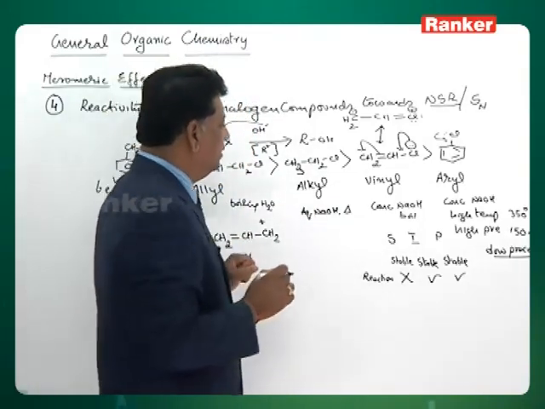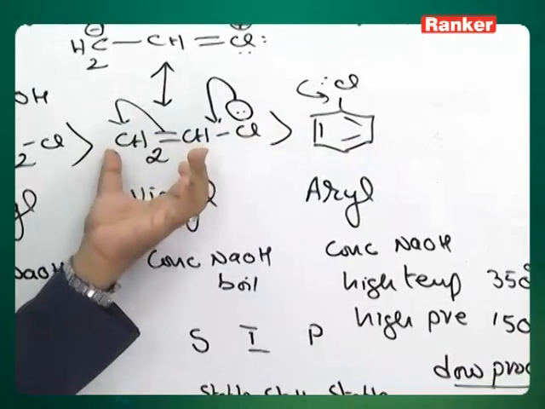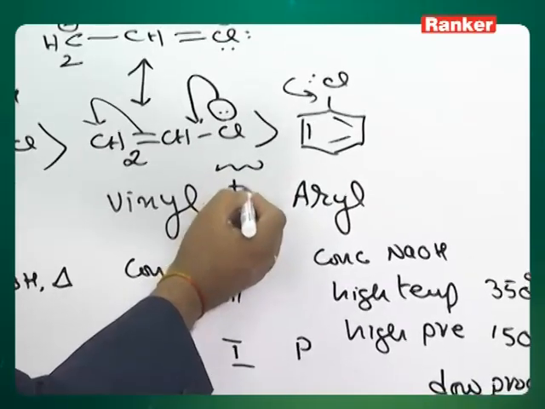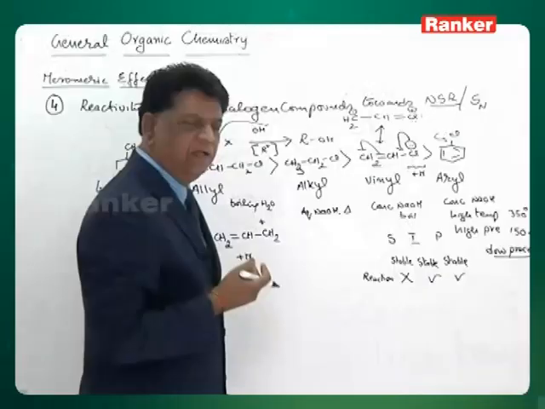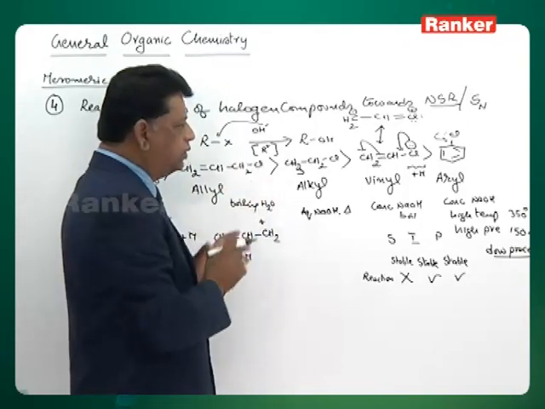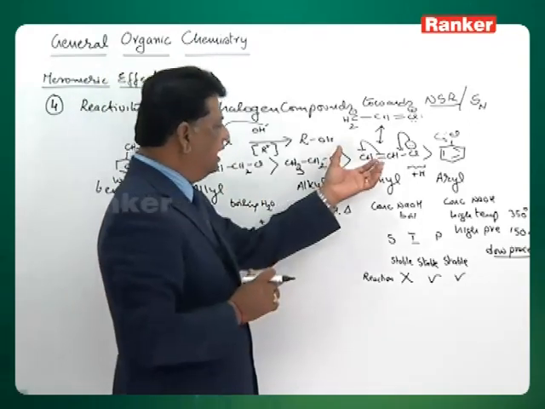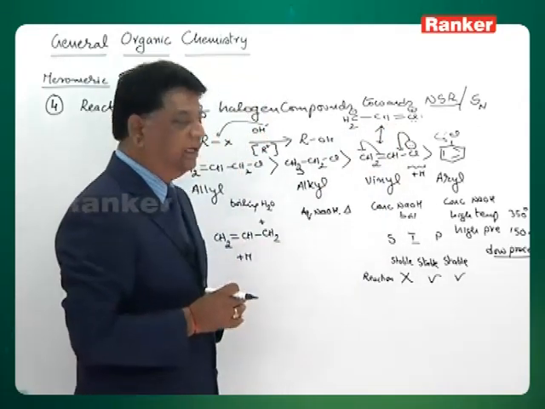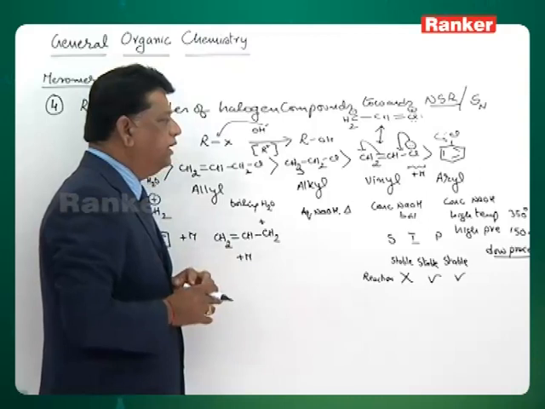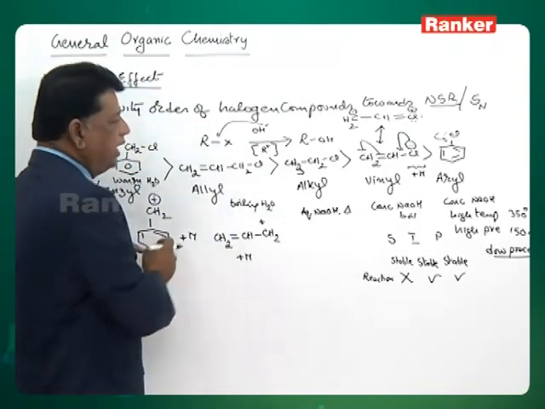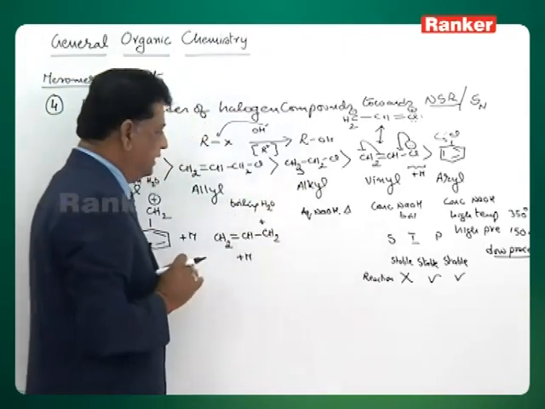Ultimately, what we are saying is that when this vinyl group and the halogen are attached, the halogen is a plus M group. Whenever the halogen is attached to the alkene, the chlorine shows a plus M effect and the vinyl shows a minus M effect, and some double bond character comes between them. This is all the reason for not getting replacement. So finally, these two are more reactive, and those two are less reactive.